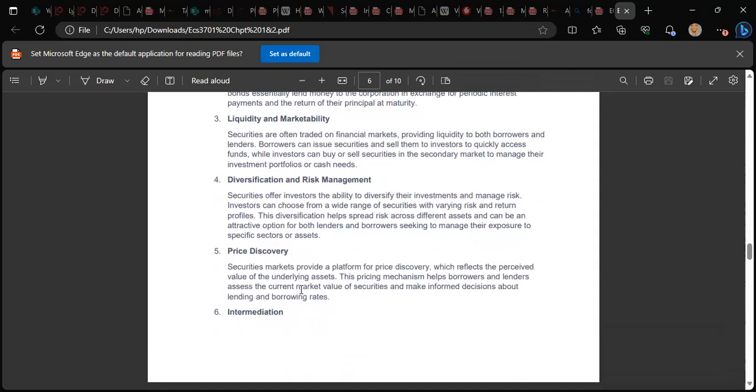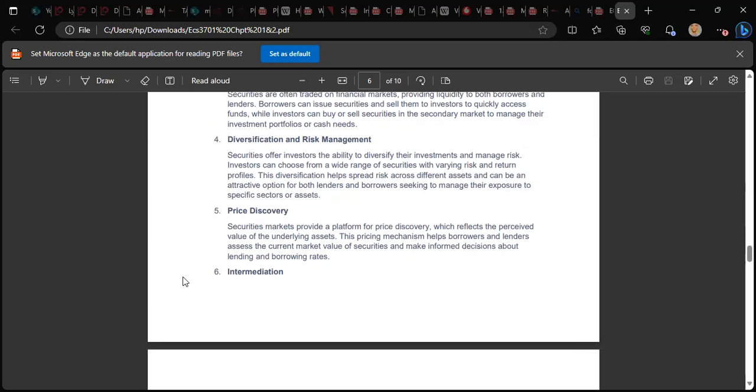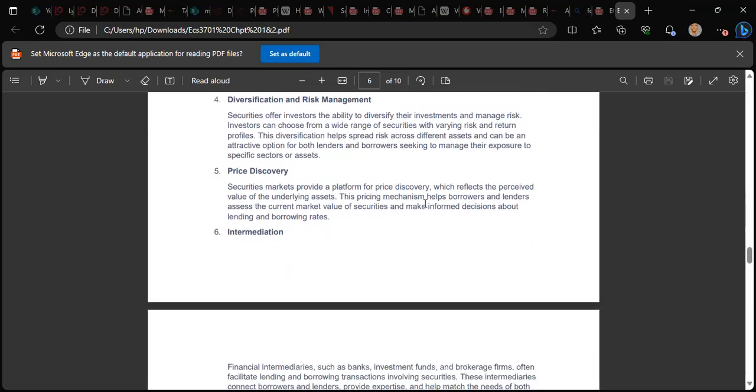And then diversification and risk management. Securities offer investors the ability to diversify their investments and manage their risk. Obviously investors choose from a wide range of securities with varying risks and return profiles. So you obviously don't buy the same kind of security, right? Unless that's like seriously gambling. And then price discovery again. It basically helps us in the pricing mechanism there.